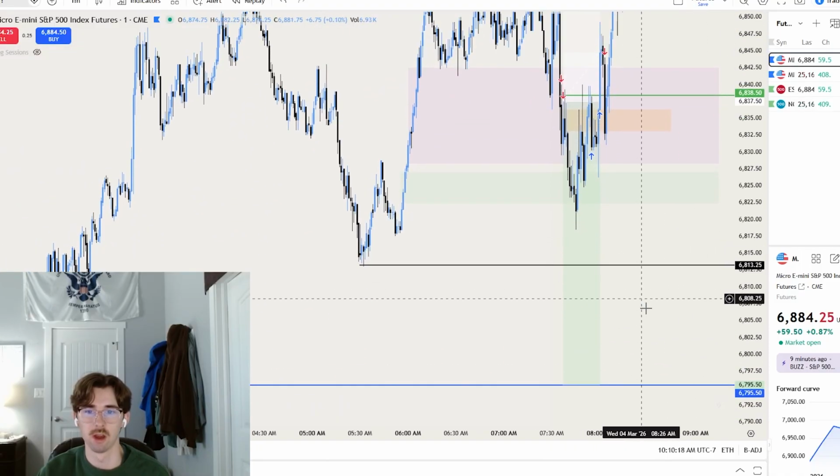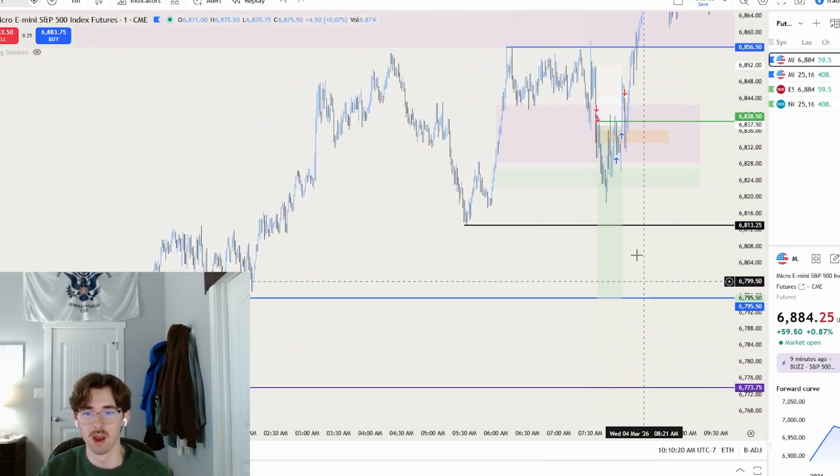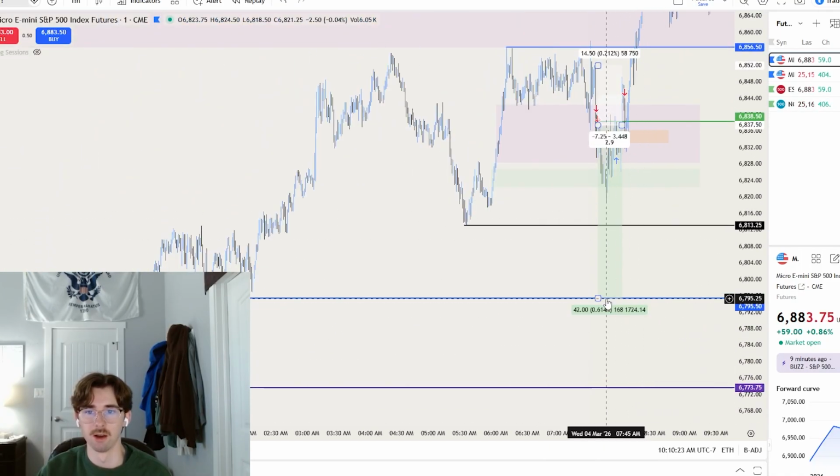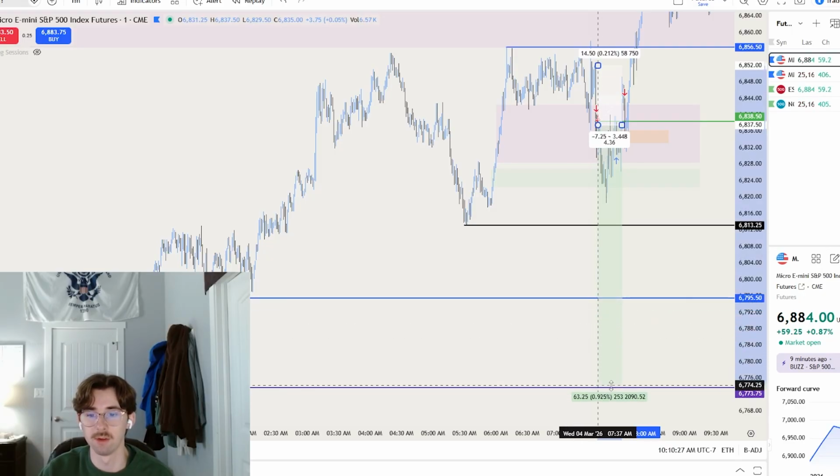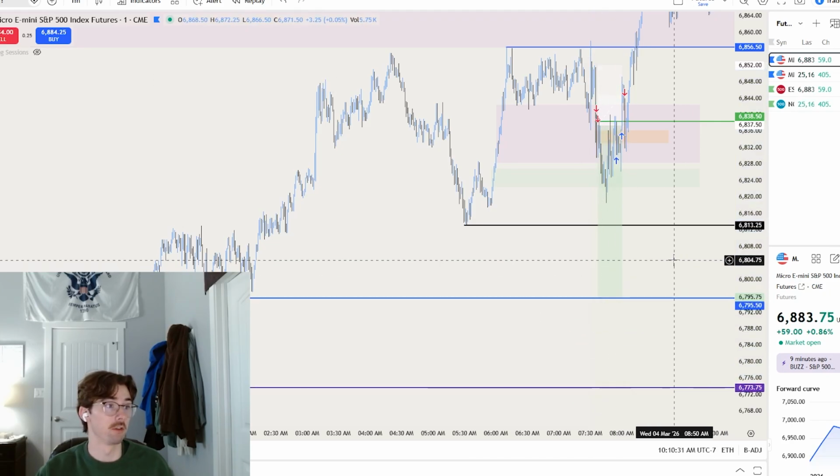So what I was really targeting was this move down here, about 2.9 to maybe 4.5 would have been the RR. So really good.